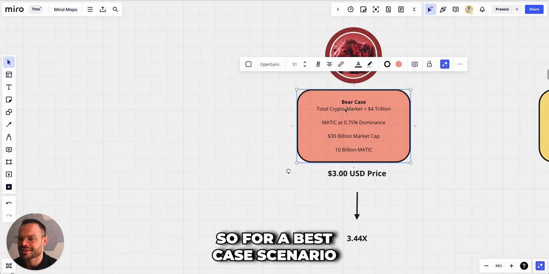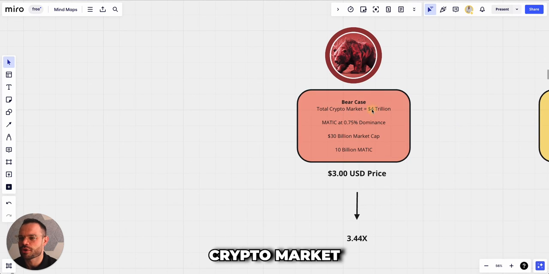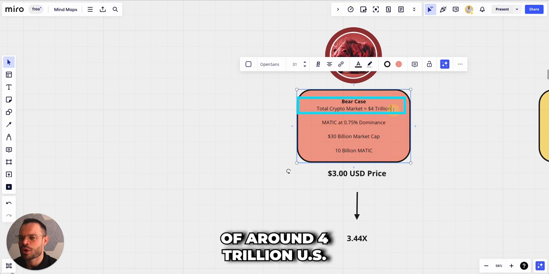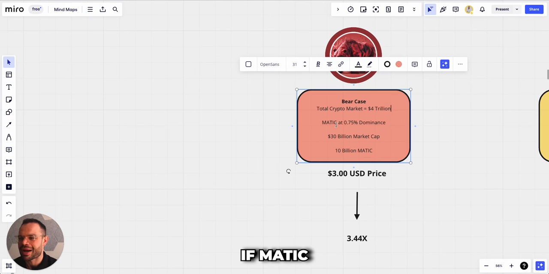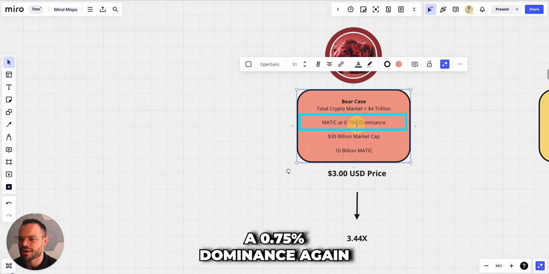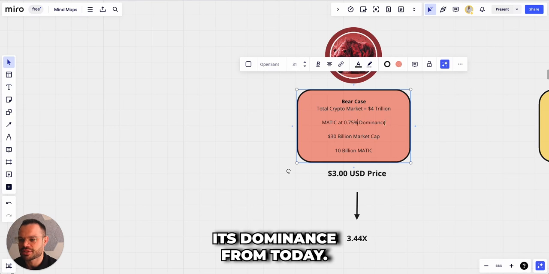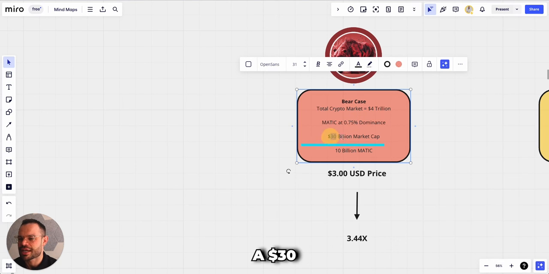So for a bear case scenario, what we're saying is that the overall crypto market cap could reach a peak of around 4 trillion US dollars. If MATIC can achieve a 0.75% dominance, again, that would be basically doubling its dominance from today. That would give us a $30 billion market cap for MATIC, which would put it at a 10 billion higher market cap than the peak of the previous bull cycle.